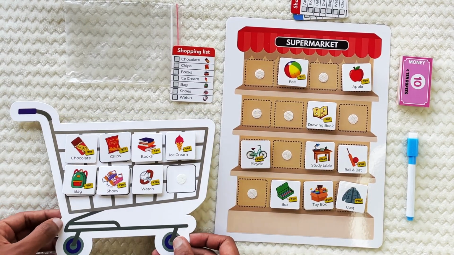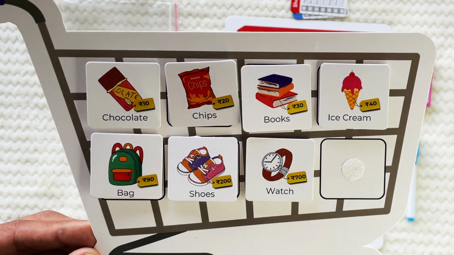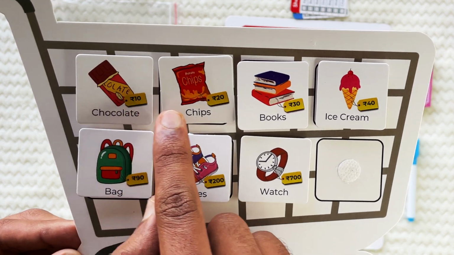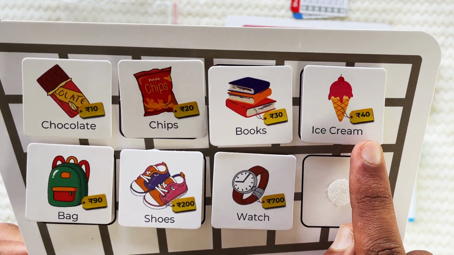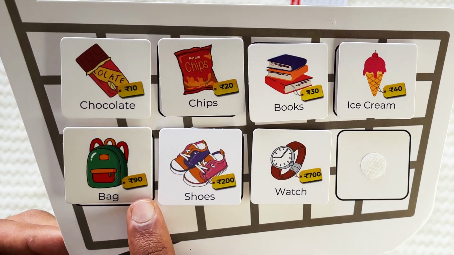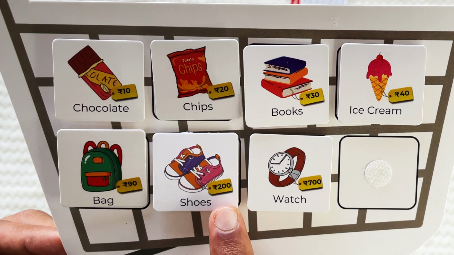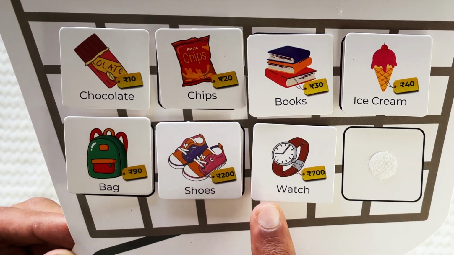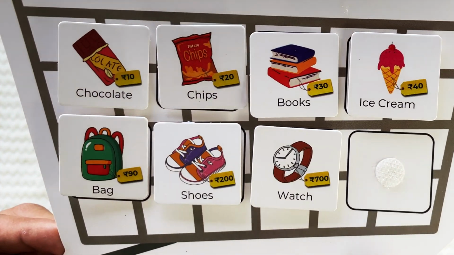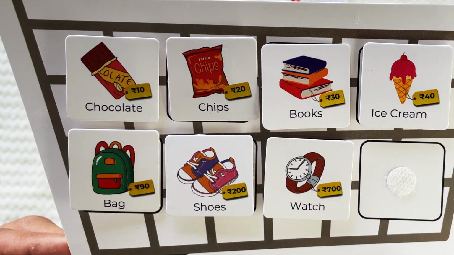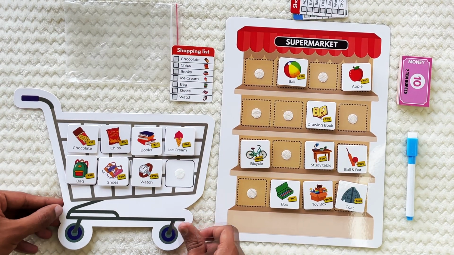Step 5. Calculating the total cost. Chocolate, 10 rupees. Chips, 20 rupees. Books, 30 rupees. Ice cream, 40 rupees. Bag, 90 rupees. Shoes, 200 rupees. Watch, 700. Let's add them all up. 10 plus 20, plus 30, plus 40, plus 90, plus 200, plus 700 equals 1,090 rupees.